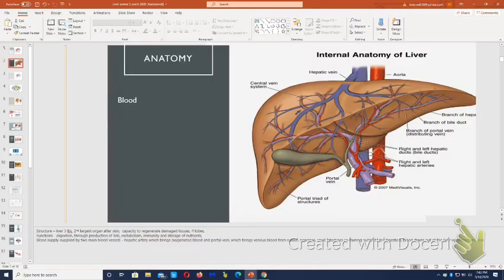The liver is supplied by two major blood vessels on its right lobe, the hepatic artery and the portal vein. The hepatic artery delivers oxygenated blood to the liver. The hepatic portal vein carries deoxygenated blood rich with newly absorbed nutrients from the small intestine, spleen, and stomach to the liver.